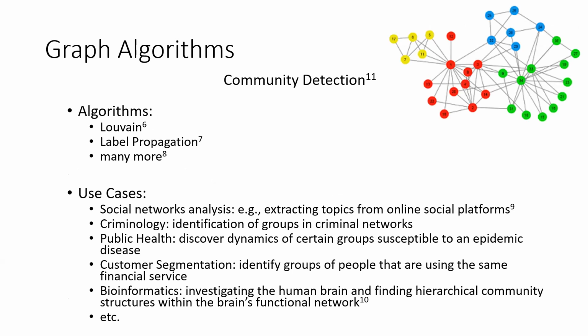Another of the algorithms is community detection. There are a lot of them. Examples are Louvain or label propagation, and their use cases and applications are multiple: in social networks, extracting topics from online social platforms; in criminology, identification of groups in criminal networks; in public health, discovering dynamics of certain groups susceptible to an epidemic disease; customer segmentation, identifying groups of people that use the same financial service or have the same buying patterns; bioinformatics, investigating the human brain and finding hierarchical community structures within the brain's function. Basically, there are a lot and very heterogeneous. Community detection is one of the very ubiquitous tasks using graph analytics.